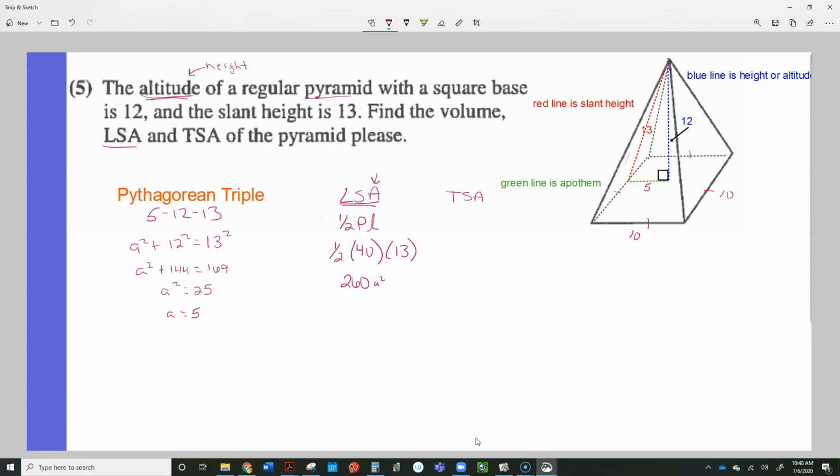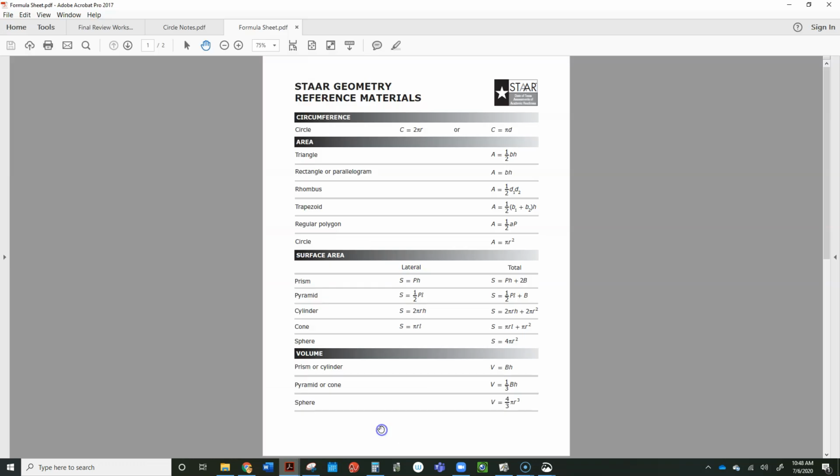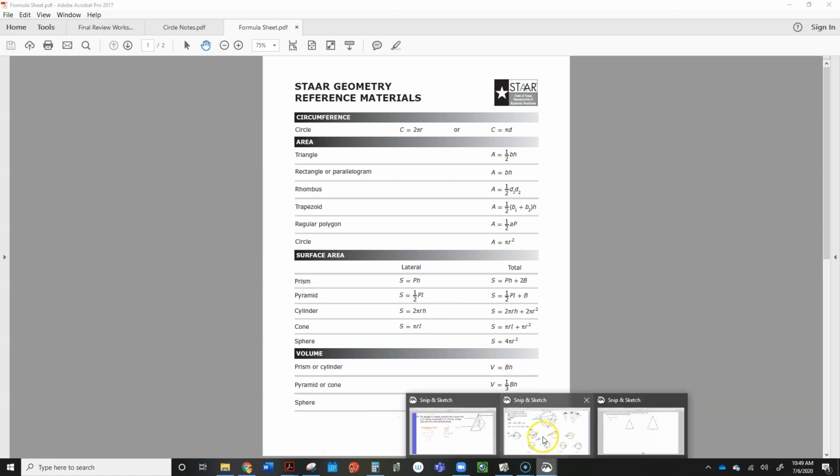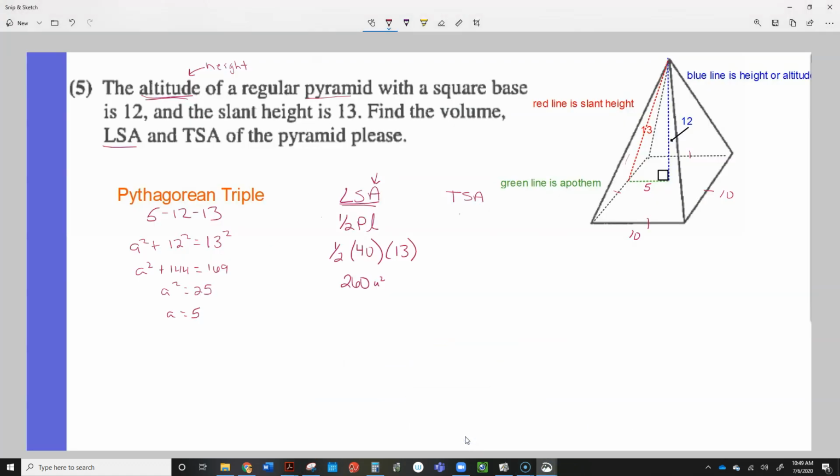And then the total surface area, let's go back and see what the formula sheet says about that. The total surface area for a pyramid is that number that we just found plus the area of the base. So we've got the number that we just found, which is 260, plus the area of the base. And this base is a square, and the way you find the area of a square is length times width. So 10 times 10 is 100, so this is 360 units squared. Total surface area.